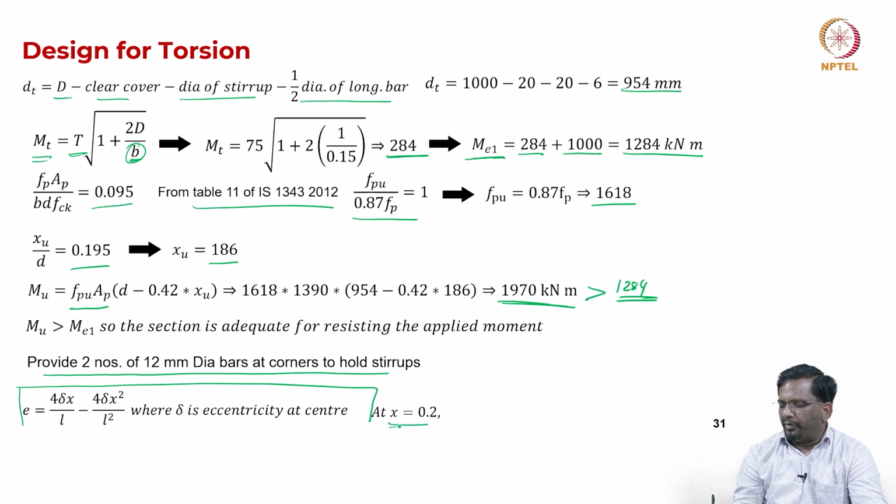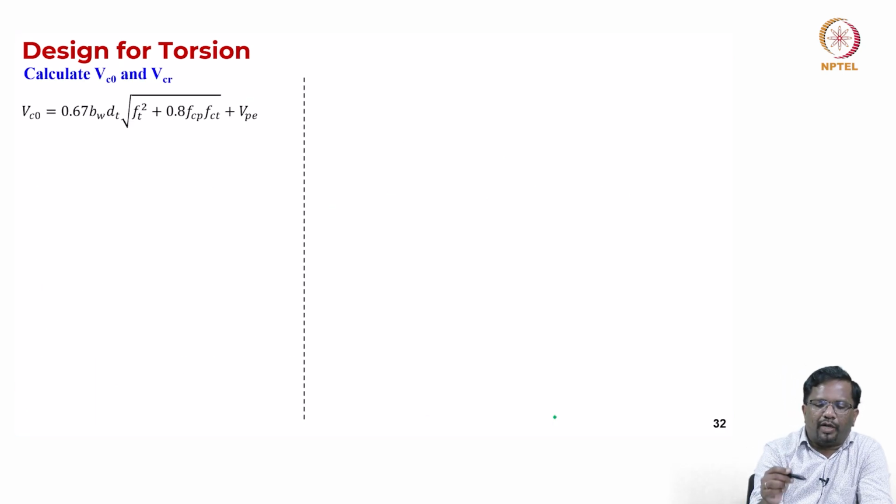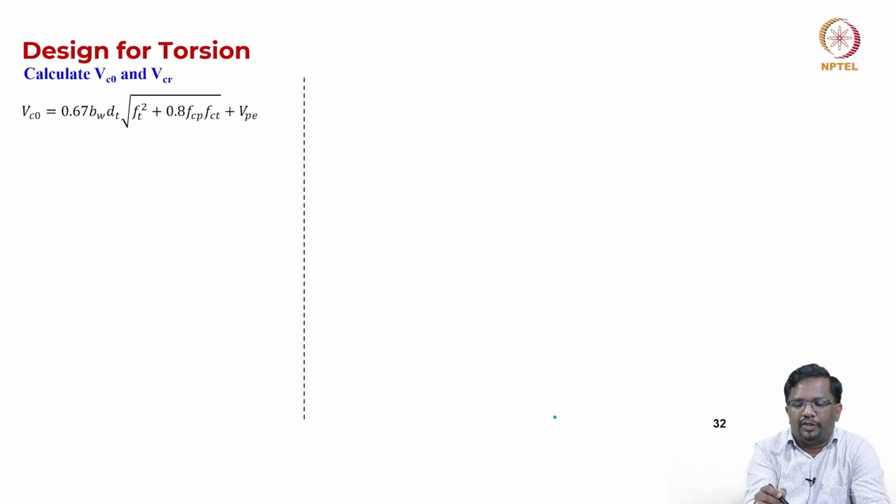Now, why are we doing the calculation at x equal to 0.2? We have seen that the width of the bearing is 0.4 meter. I am doing the shear demand calculations at x equal to 0.2, which is half the bearing width. So, at that location e is 0.02236 meter.